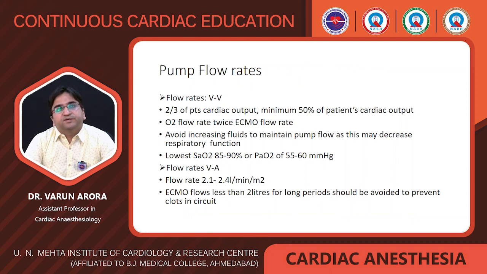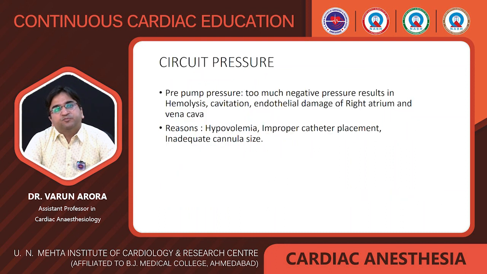Now coming to the pump flow rate. In case of veno-venous, it has to be 2/3 of patient cardiac output, minimum 50% of patient cardiac output, oxygen flow rate twice the ECMO flow rate, and avoid increasing fluid to maintain the pump flow, as this may decrease the respiratory function. Lowest arterial oxygen saturation of 85 to 90% or PO2 of 55 to 60 mm mercury. Flow rate in case of veno-arterial ECMO, flow rate of 2.1 to 2.4 liters per minute per meter square, and ECMO flow less than 2 liters for a long period should be avoided to prevent clots in the circuit.